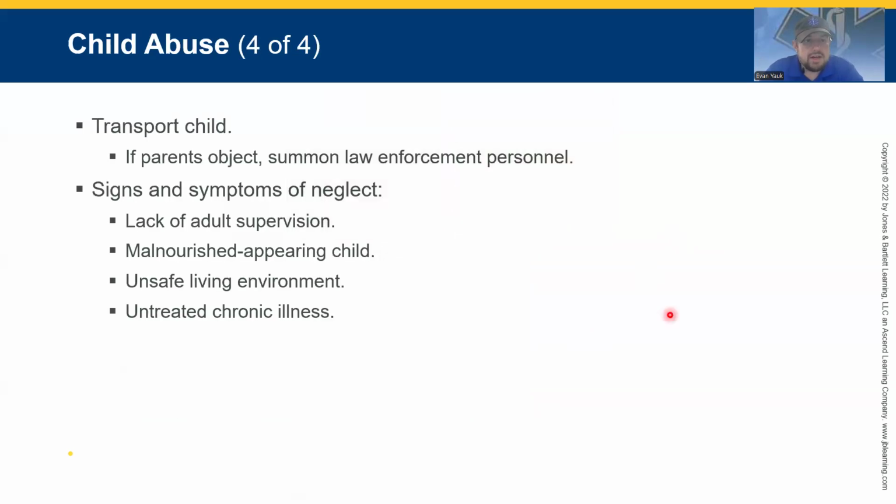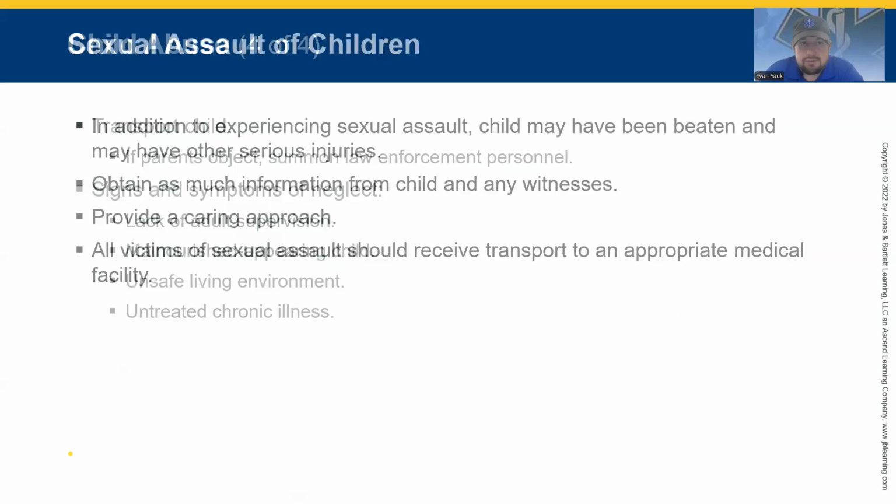So transport a child, and if parents object, summon law enforcement. Okay, cool. Walk outside and call PD. Tell them what you got. Signs and symptoms of neglect: lack of adult supervision, a malnourished-appearing child, so super scrawny and just not healthy for that age, an unsafe living environment, and untreated chronic illnesses.